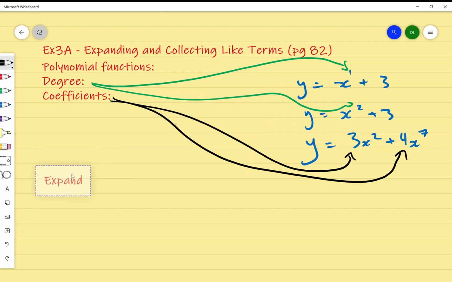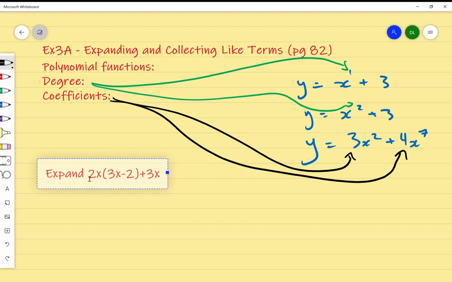I'm going to give you guys a little bit of time to do this. No, I'm not. I'm going to do it as a class. I apologize. So expand 2x bracket 3x take away 2 plus 3x times x take away 2. It's a bit of a confusing one there. Alright, so expanding 2x bracket 3x minus 2, we have to use our understanding of the distributive law.